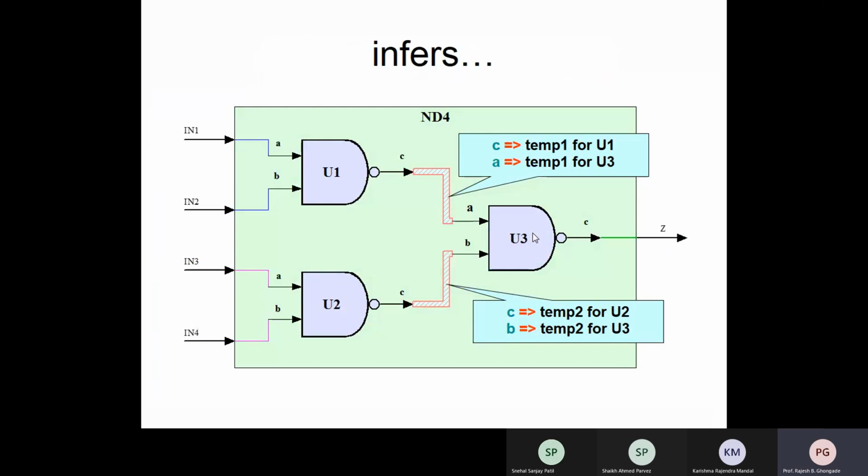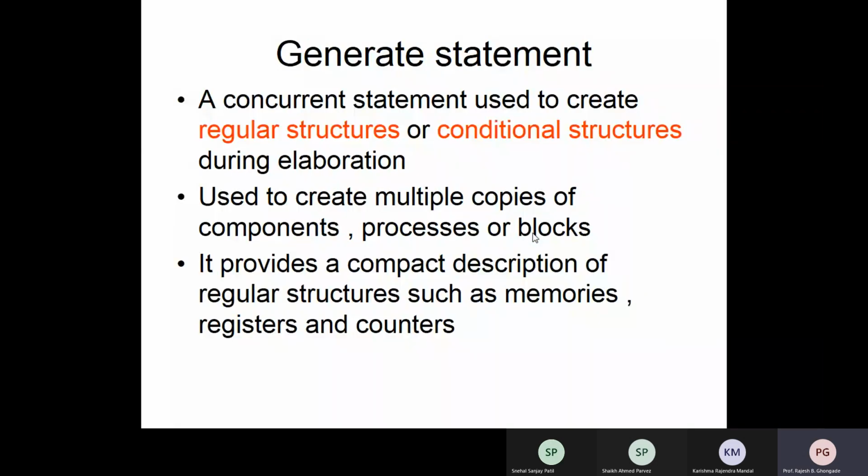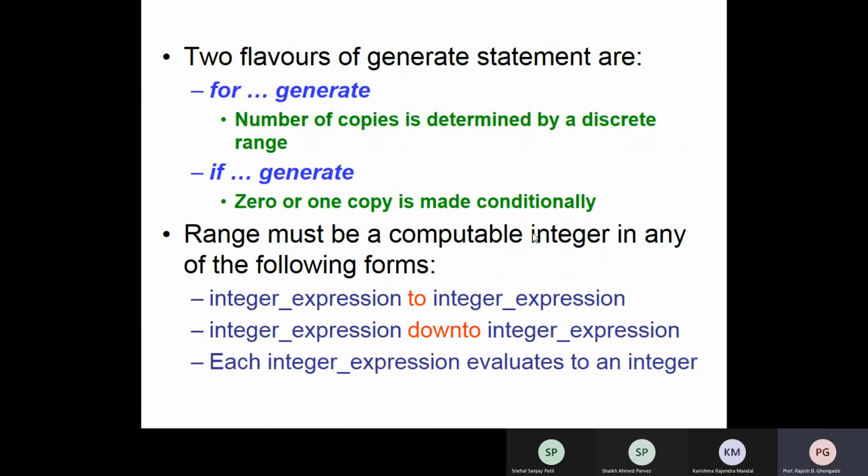Yes, sir. All right, so we move ahead. Now we come to one very interesting statement called the generate statement. It's a concurrent statement used to create regular structures or conditional structures during elaboration. This is a shortcut for generating repetitive or regular structures. It is used to create multiple copies of components or processes or blocks. It provides a compact description of regular structures such as memories, registers, and counters. We'll see with an example.